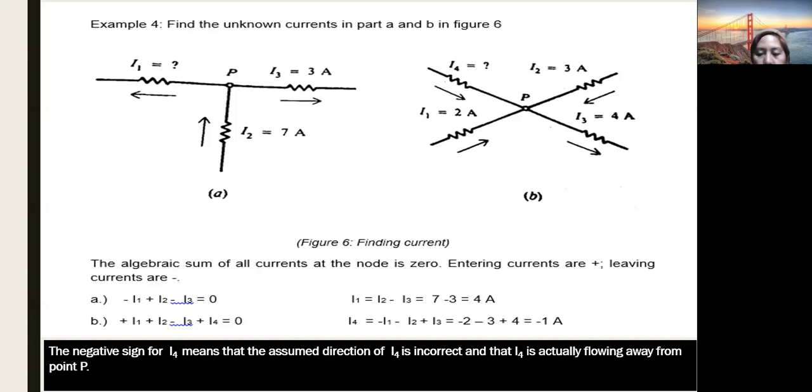Since it's negative 1, this means that the assumed direction of I4 is incorrect. So it should be going out from the node or from the junction, because we arrive at negative 1.